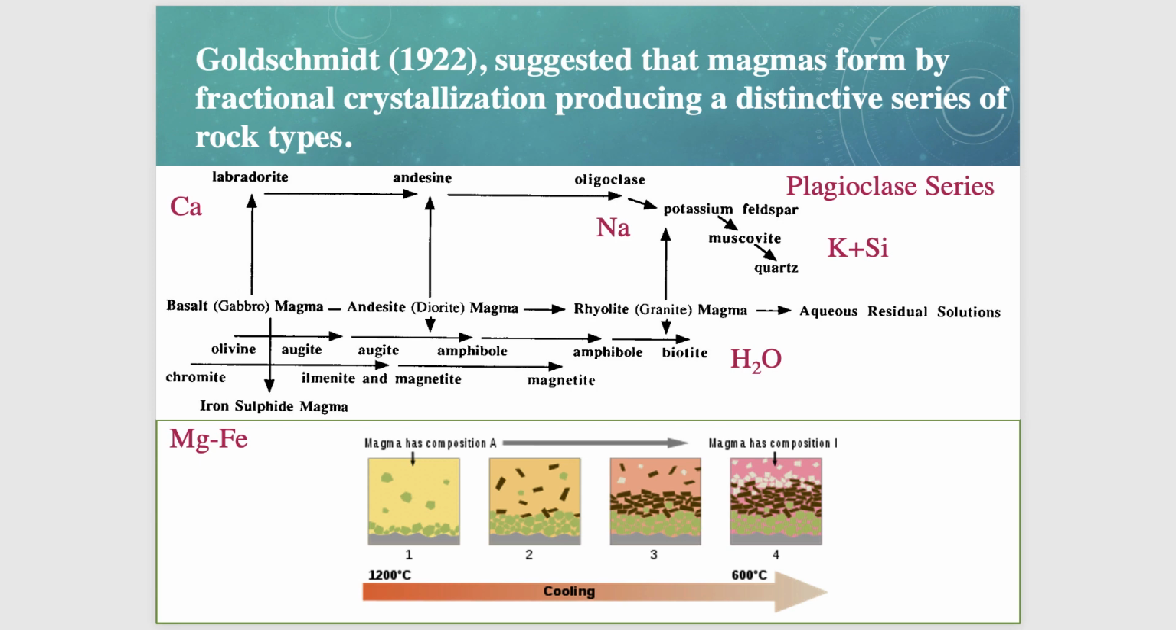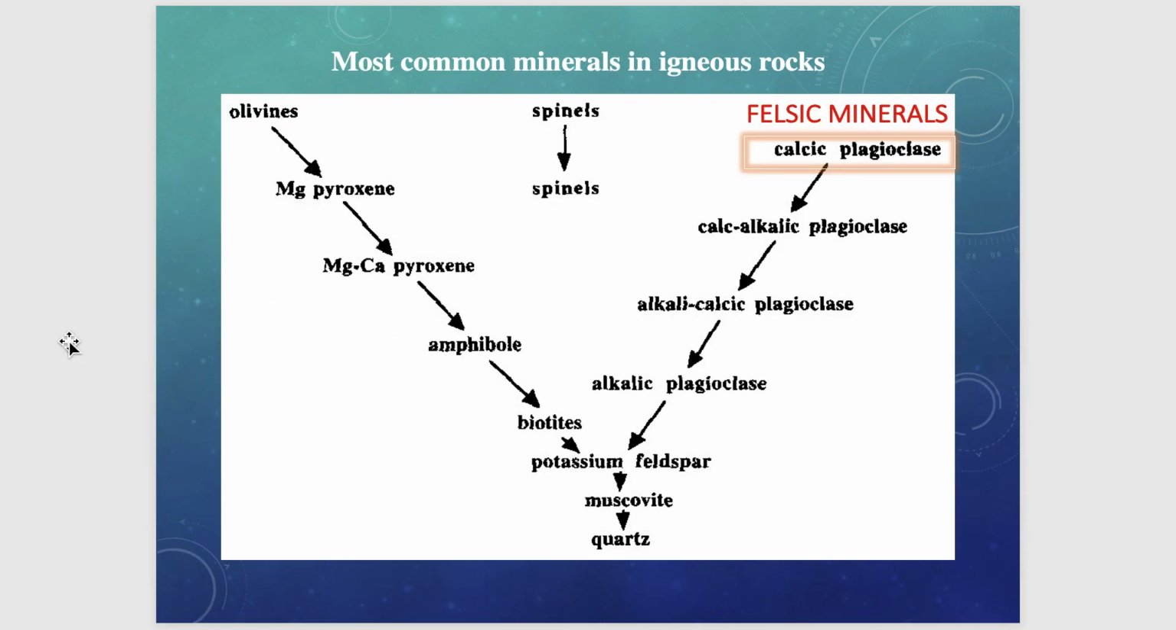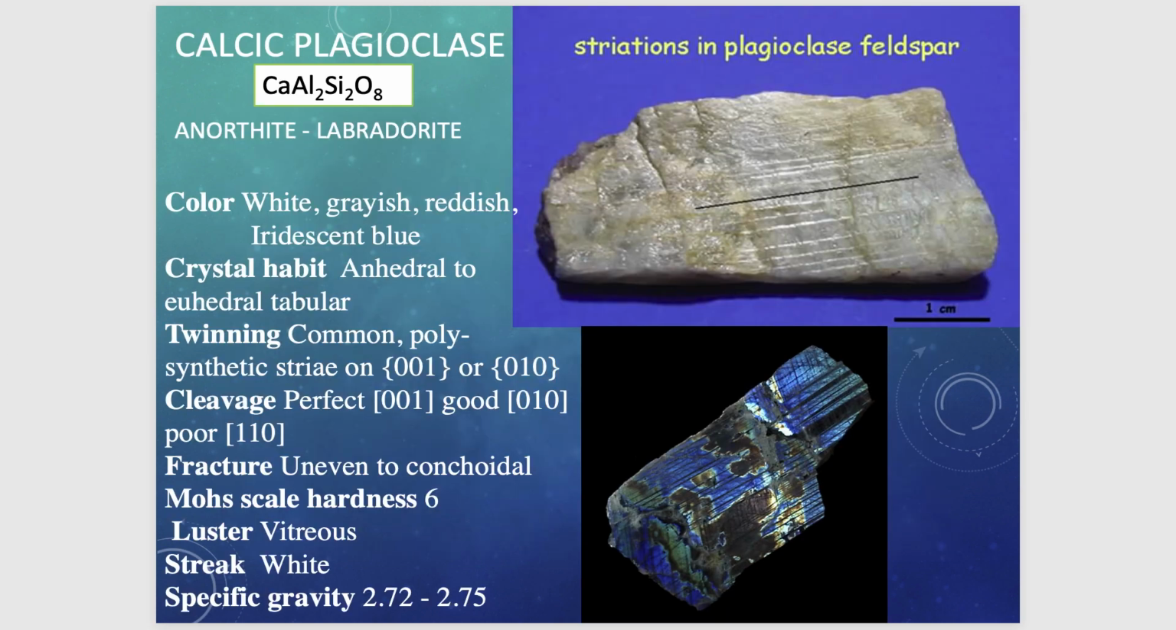So if we go back to the Bowen series, we look at the first mineral, which is the calcium plagioclase, and you also have in the series to remember that there are also accessory minerals. We'll look at them later, but we start from this side and go down and look at the different feldspars. If you remember, we talked about feldspars in the previous lecture.